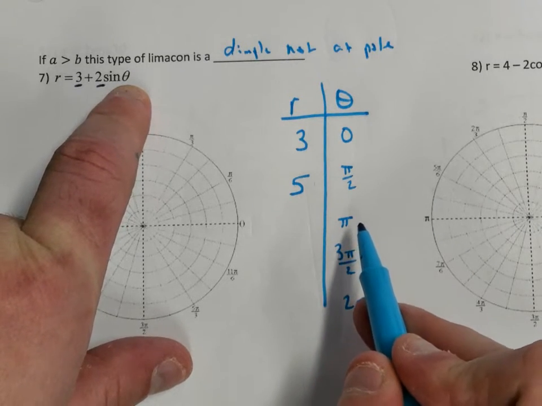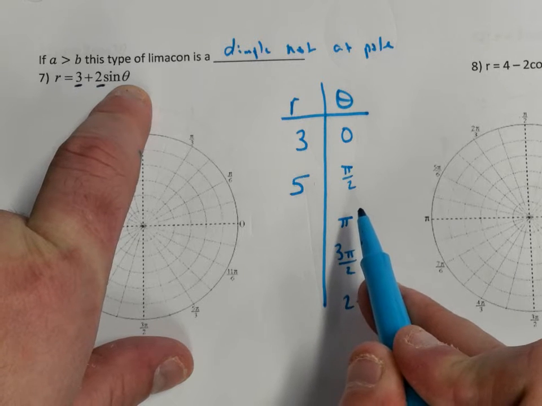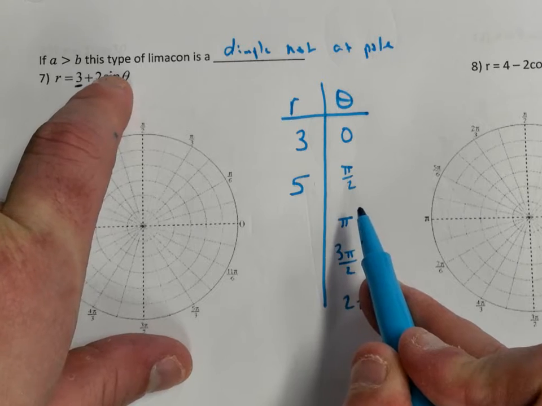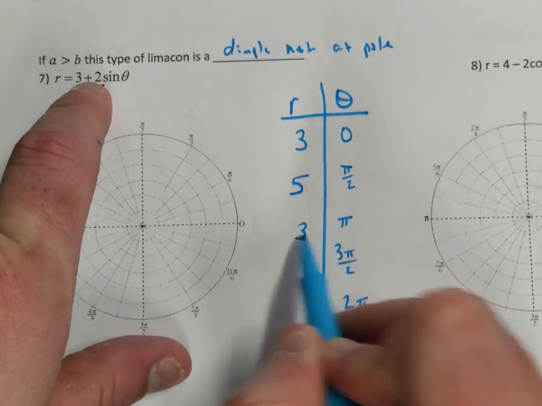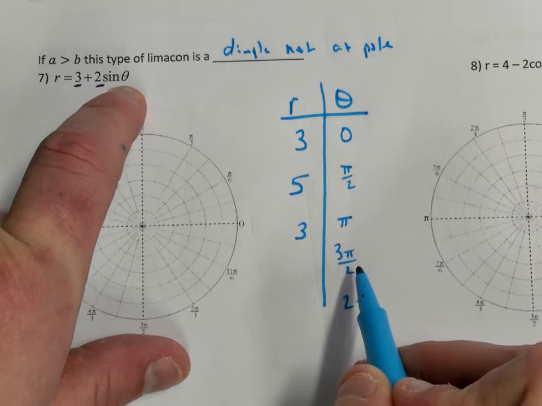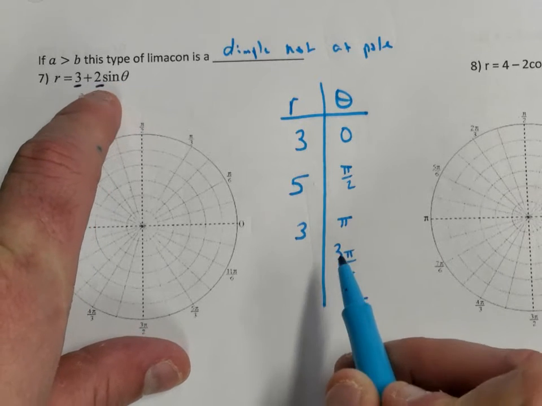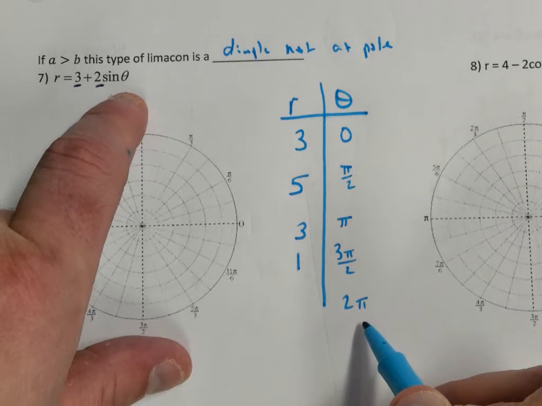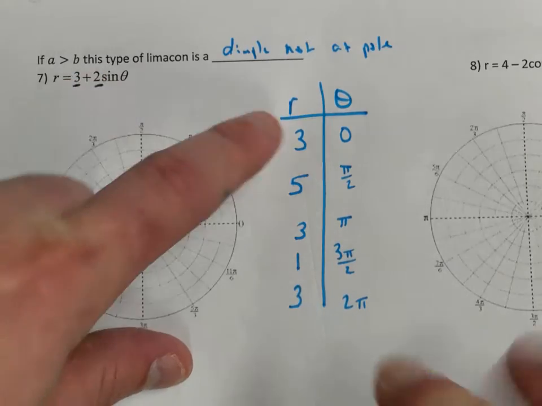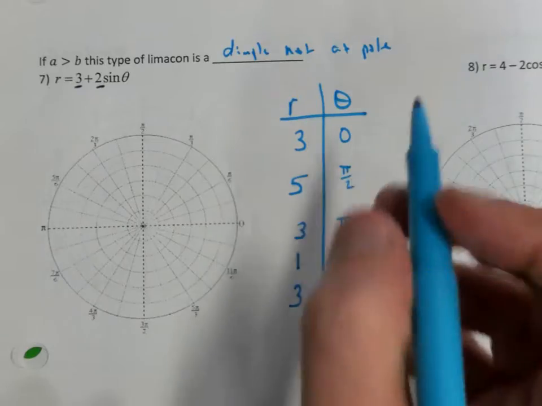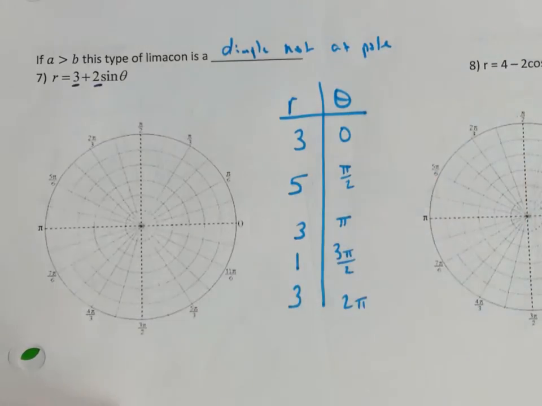Sine of pi. Sine of pi is what? 0. 0 times 2 is 0. It leaves with 3. Sine of 3 pi over 2 is? -1 times 2 is -2. Plus 3 is 1. Sine of 2 pi is 0. 0 plus 3 is? Should these be the same? Yes.